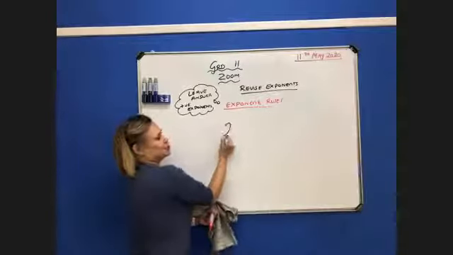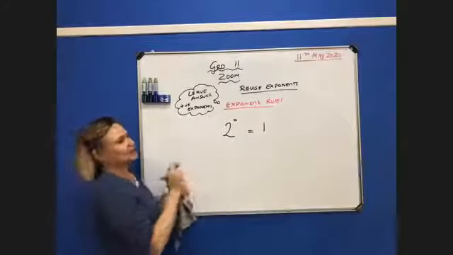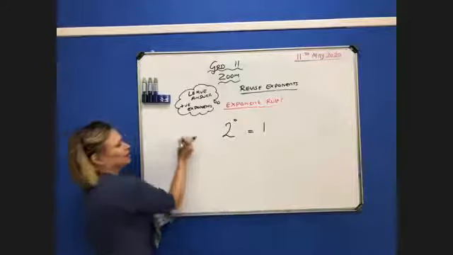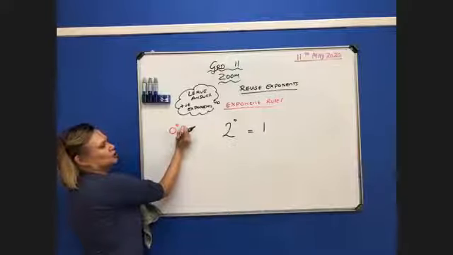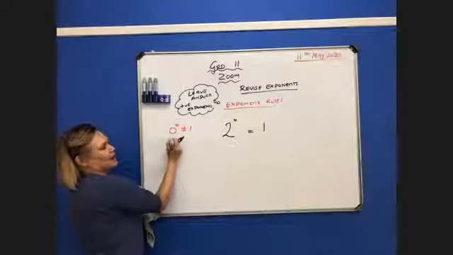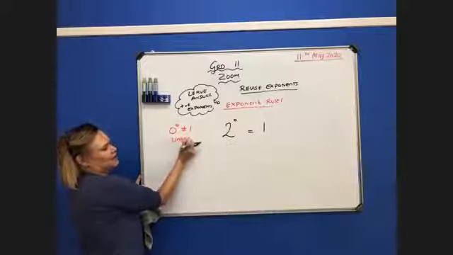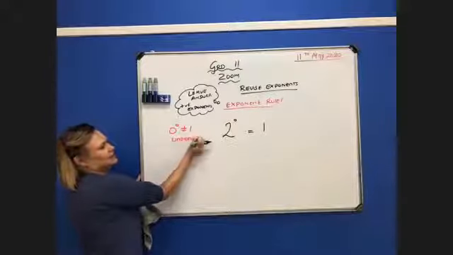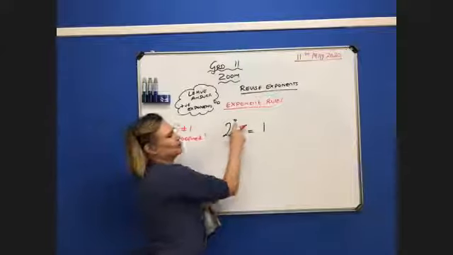Any base to the exponent of 0 is 1. There is one exception. The base 0 to the exponent of 0 is not 1. If you do that on your Casio, you will get a maths error, and this is undefined. And I will prove to you why that is undefined. It is illogical. I'll even prove to you why 2 to the exponent of 0 is 1.